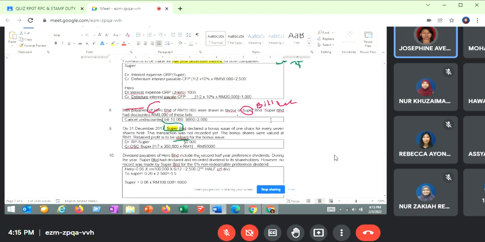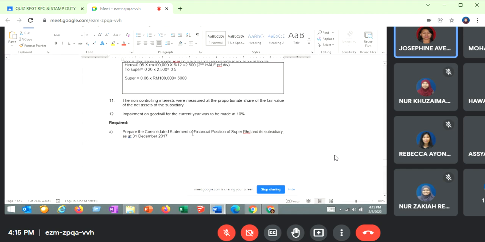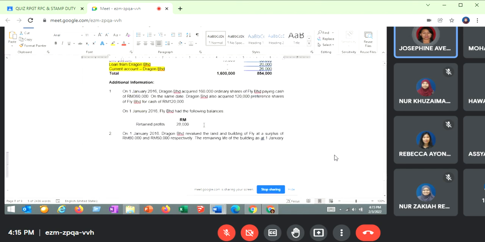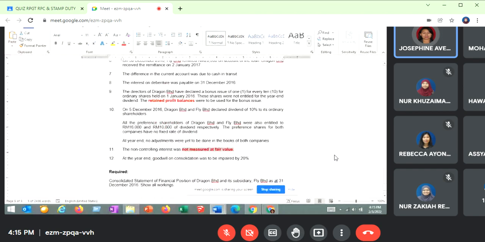Look at number 9. Can you change this a little? Okay, you change. Wait, this is okay, number 4, dragon. Go to item number 9. You change the one in red. There is no share premium. There's no share premium. We only use the retained profit. So change share premium to retained profit. That's all.